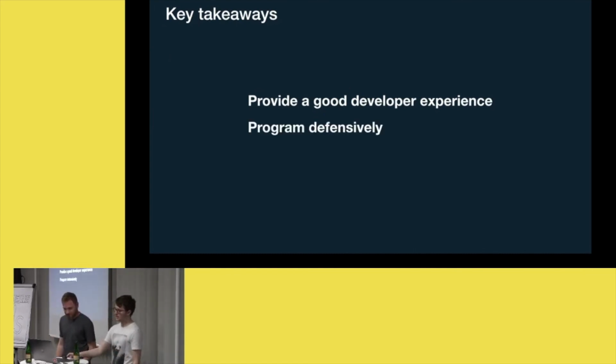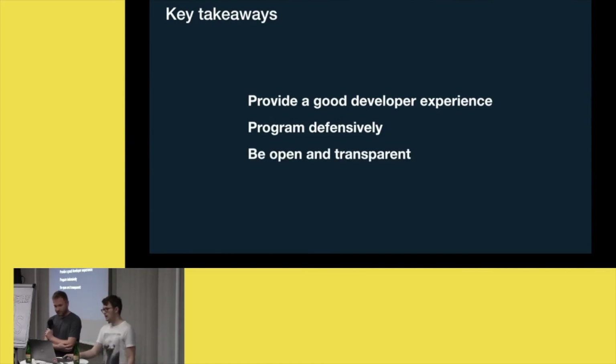And another thing is program defensively. So think back to the example that we showed with the string: try to prepare for the worst case, try to prepare for change and for the unknown as well, because you don't know where your components are running. So program as defensively as possible, and be open and transparent. So try to communicate.